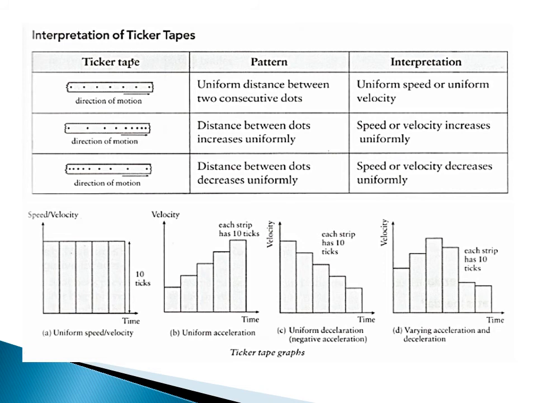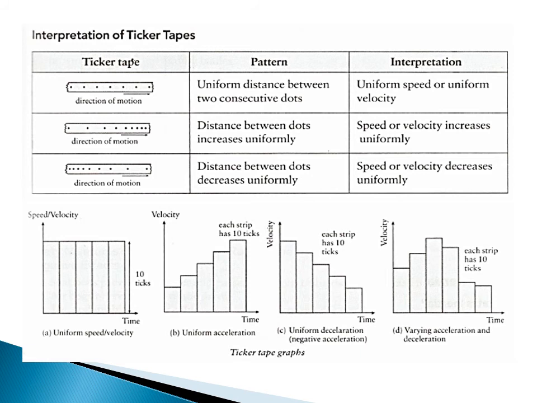Okay, so uniform deceleration. This one is negative acceleration, which we also call deceleration. Same as just now, all the strips have 10 ticks each. From the longer strip, which means slower, to the shorter strip, which means faster.